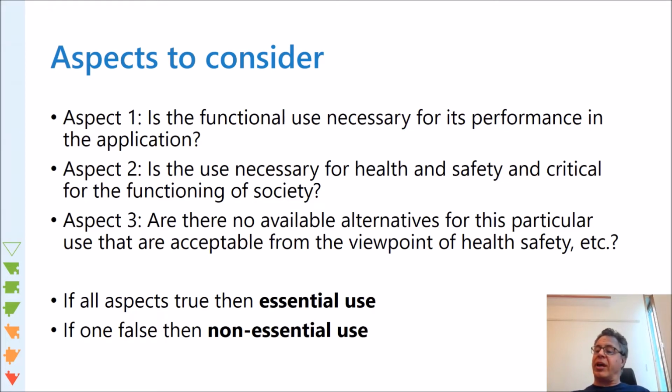For aspect 3, we need to consider if there are available alternatives for this particular use that are acceptable from the viewpoint of health and safety. There are often alternatives, so aspect 3 is quite often false. In the case of PFAS, at least, because in the many use cases that we have examined, there are often alternatives. If all three of these aspects are true, then the use can be considered an essential use. However, if only one aspect is false, then the use is a non-essential use.